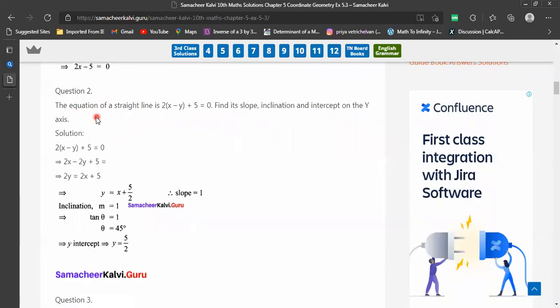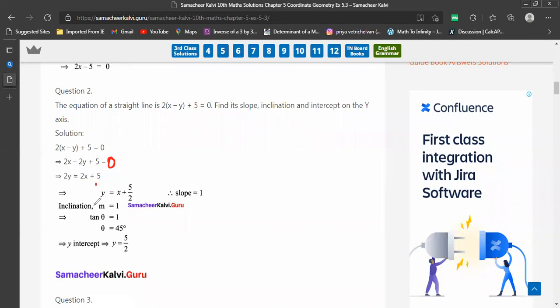So question number 2. The equation of a straight line is 2 times of x minus y plus 5 equal to 0. Find its slope, inclination and intercept on the y-axis. So the given equation is 2 times of x minus y plus 5 equal to 0. Take the 2 inside and multiply with x and y. It will become 2x minus 2y plus 5 equal to 0.